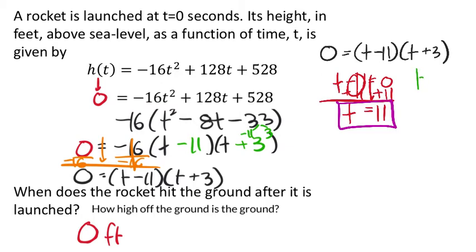Now I'm going to solve t plus 3 equals 0. So I'm going to subtract 3 from both sides, zero that out, and I get t equals negative 3. Now, will negative 3 work? Let's see, negative 16 times negative 3, in parentheses because it's negative squared, so times 9, plus 128 times negative 3 plus 528, enter, boom, it's 0.